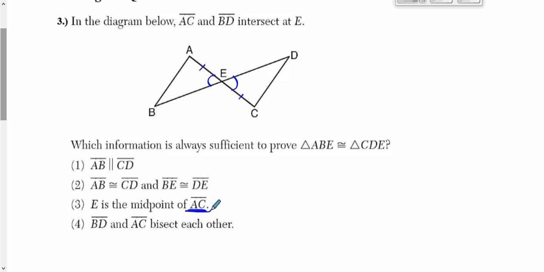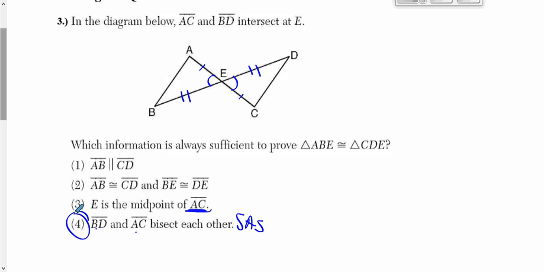Oh, now maybe we've got something, right? BD and AC bisect each other, right? So BD and AC, that means these are congruent. Now we have that, don't we? It said bisect each other, okay? So now we have what? Side, angle, side.